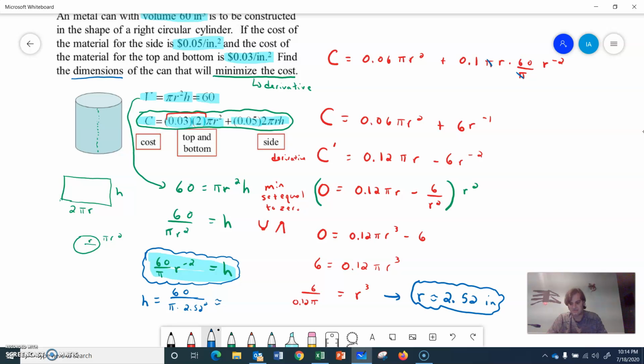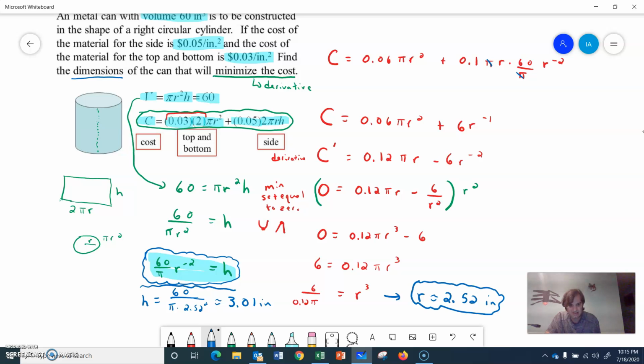Oop, I didn't do it right, so let me see if I can fix that. I'll try again. Okay, I'm going to start over. 60 divided by pi, and then divided by 2.52 squared. I'm getting basically 3, but 3.01 inches.